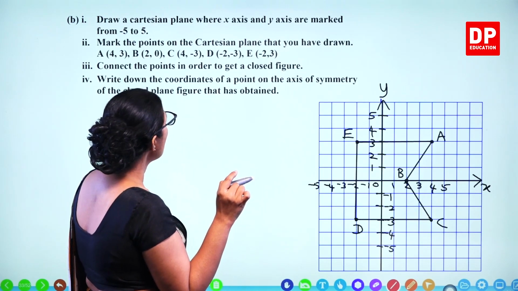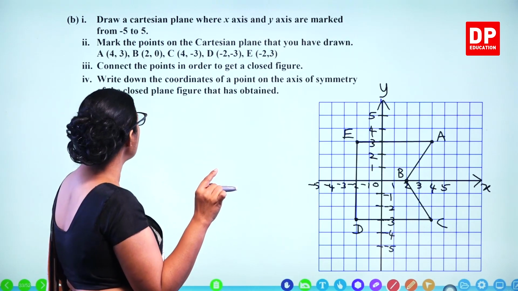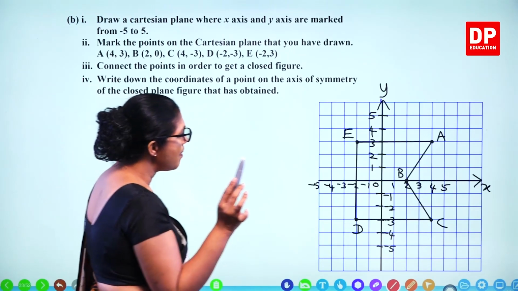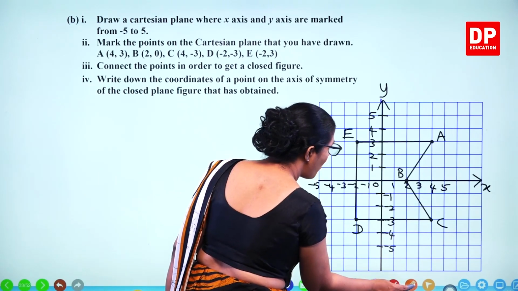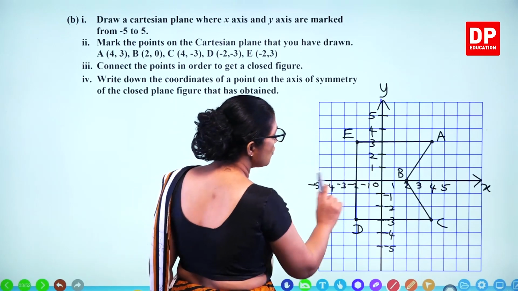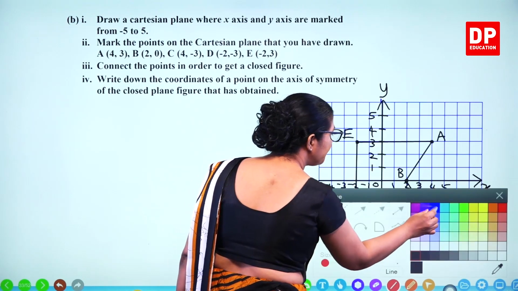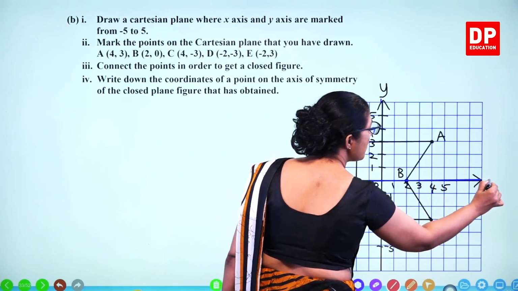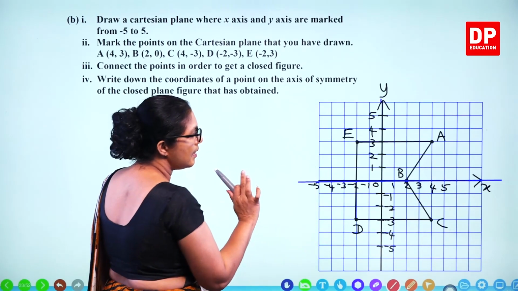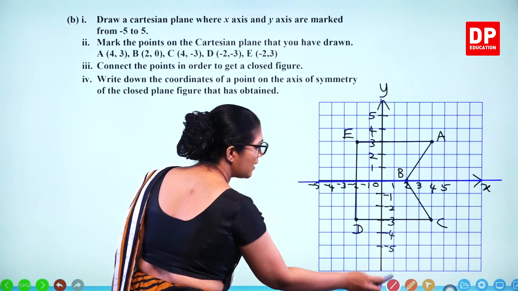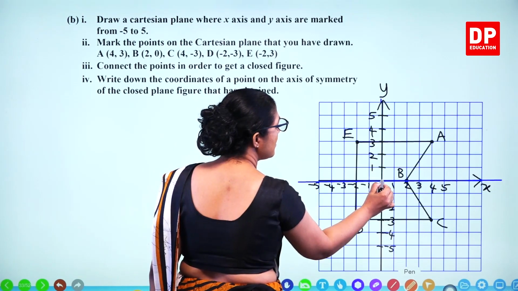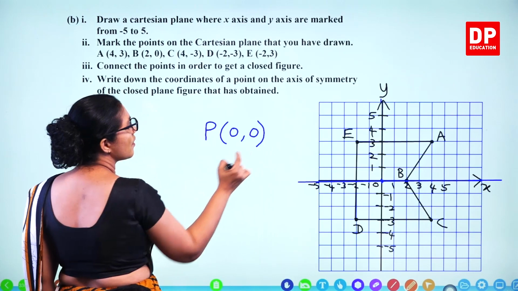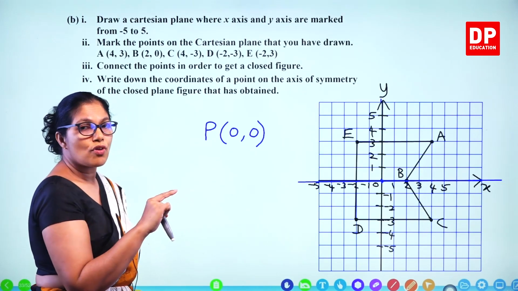Write down the coordinates of a point on the axis of symmetry of the closed plane figure that has been obtained. So you have to write down the coordinates of any point. Okay. So this line is the axis of symmetry. Then any point on that line you can write. I'll take this one, 0, 0. Origin is on the axis of symmetry.